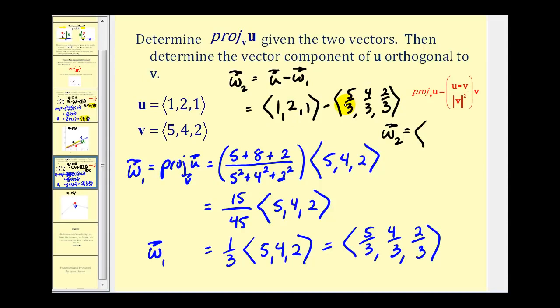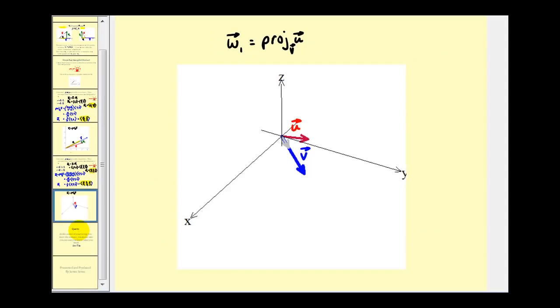So we'll have 1 minus 5/3, that's going to be negative 2/3. We'll have 2 minus 4/3, that'll be 2/3. And 1 minus 2/3 is 1/3. So again, here's our projection of u onto v. And here's our vector component of u that is orthogonal to v. Let's look at this one graphically as well. It's a little bit harder to interpret in 3D, but if you project the red vector onto the blue vector, the projection would be this gray vector here, which we called vector w sub 1, and then the vector component of u that's orthogonal to v would be this green vector here, which we called vector w sub 2.